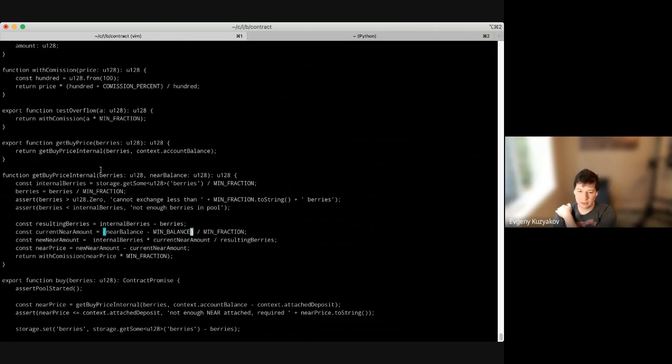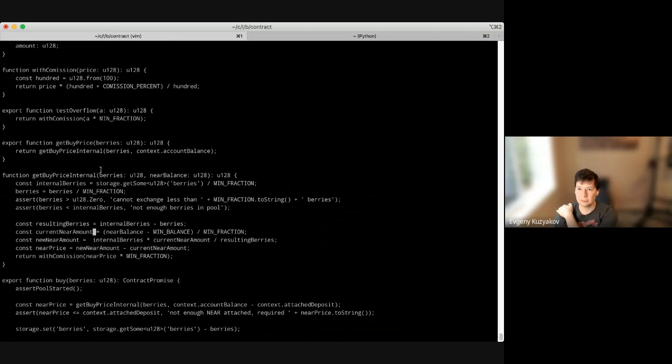then this product will be computed, and this commission will be called on the new NEAR price. So basically, I can control the NEAR price by providing enough NEAR to the contract itself.